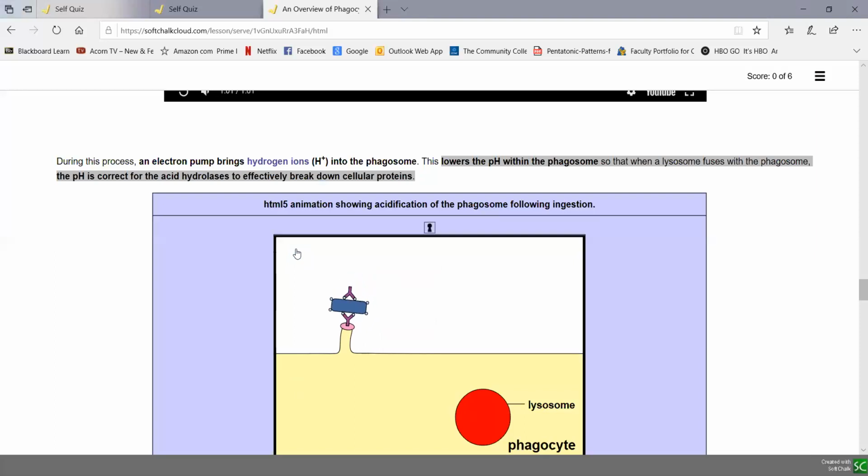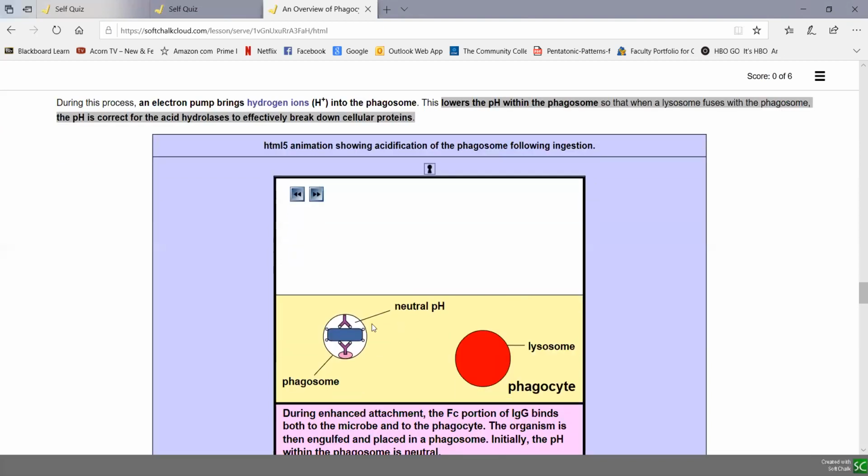So there's the attachment. Polymerization of actin sends out pseudopods. They surround the bacteria, pinch off, and place it in a membrane-bound sac called a phagosome. Now, right now, the pH of that phagosome is neutral, but it needs to be acidic for the acid hydrolases in the lysosome to effectively break down the cellular proteins.